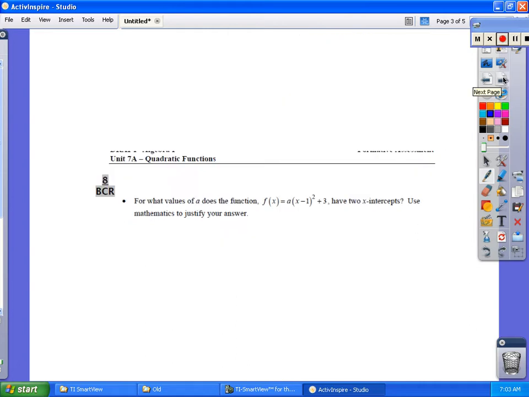Number 8, for what values does this function have 2 intercepts? So right away, I see that this is in vertex form. Vertex form is going to tell me where my vertex is. Remember, the number inside the parentheses is where it translates left or right, but it's always the opposite. So this one says negative 1, so I know that my vertex is actually over positive 1. And this number tells us that my vertex is up 3. So my vertex is at 1, 3.